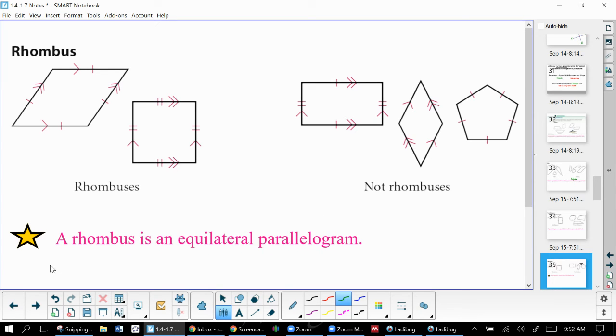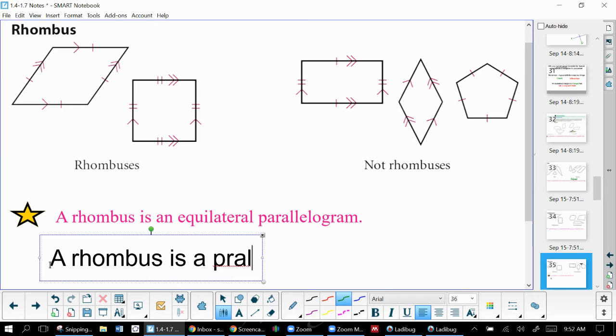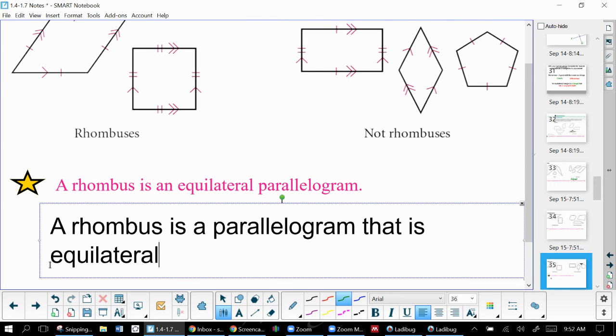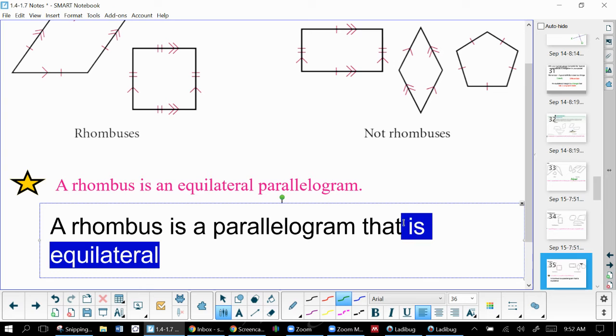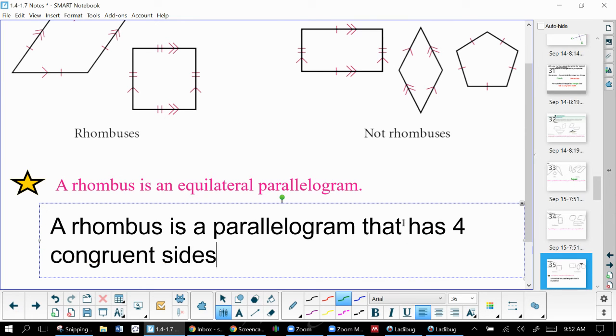This one, if you want to go with "is a blank that blank," you could say a rhombus is a parallelogram. That's not how you spell it. Ogram. That is equilateral. Or if you wanted to not use that word equilateral, that has four congruent sides. Any of those definitions would be fine. They all mean the same thing. This is just the shortest way of writing it.